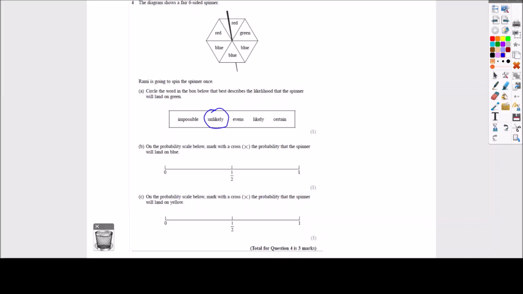Now, for part B, mark with a cross the probability the spinner will land on a blue. Well, there are 3 blues out of 6 options. Now, 3 out of 6 is 1 out of 2. It's 50-50. So X goes in the middle. Part C, the probability the spinner will land on yellow. Well, there are no yellows. It's impossible. You cannot land on a yellow. And given it's impossible, the probability is 0.